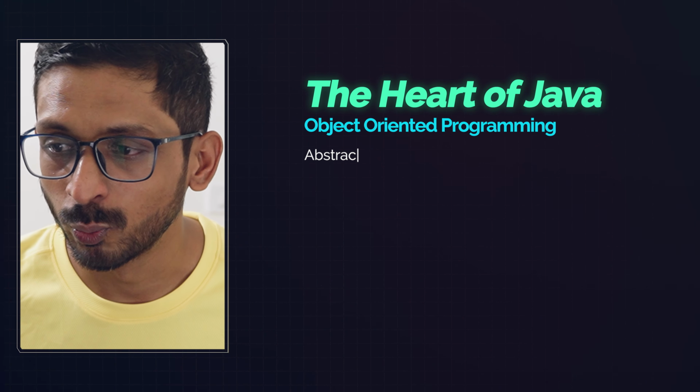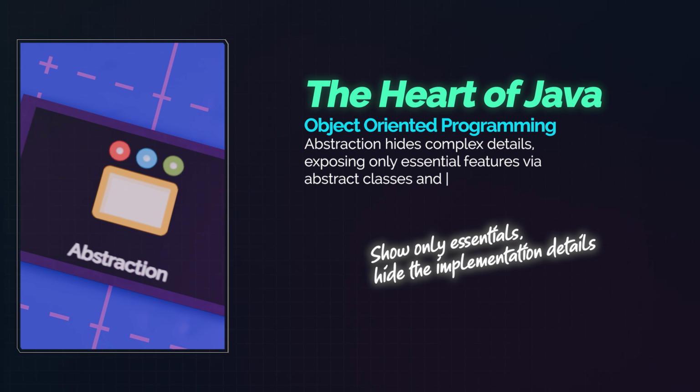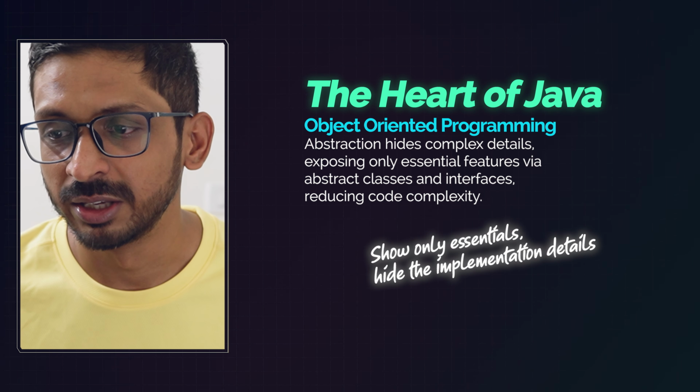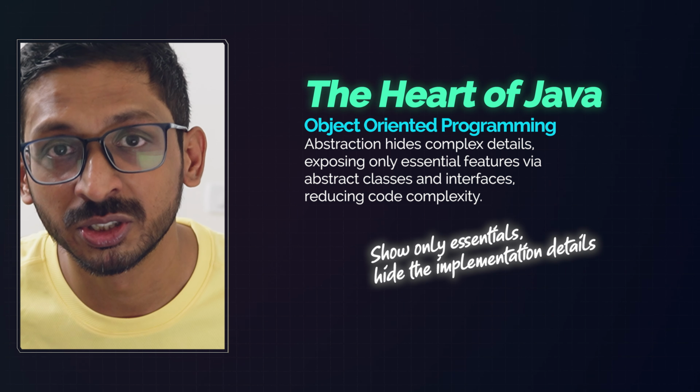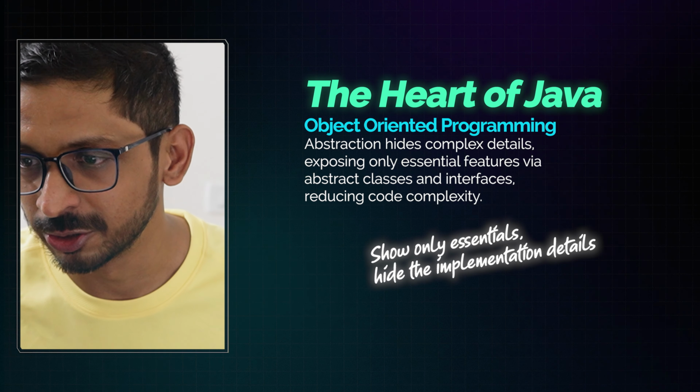Abstraction helps you focus on what matters. It hides unnecessary complexity and shows only the essential features, using abstract classes and interfaces to simplify large systems. Abstraction is something we'll see in its dedicated chapter.